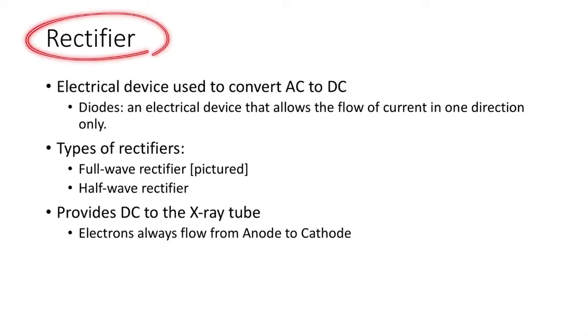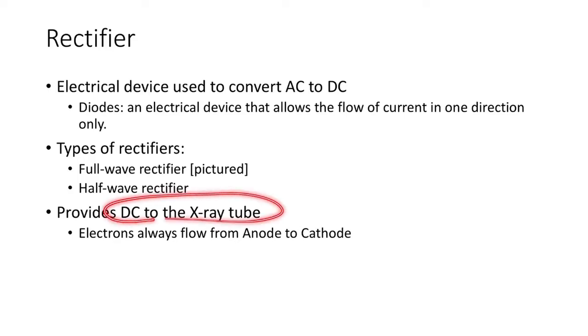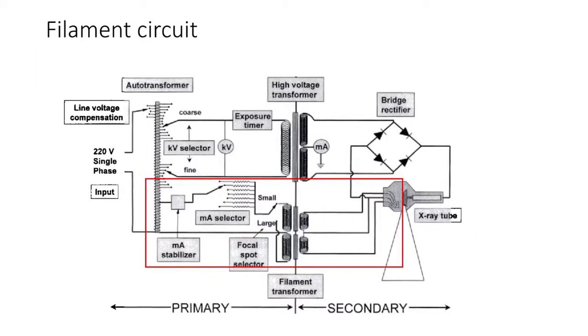And of course, as I've mentioned, our rectifier provides a DC signal, allowing the electrons to always flow from our filament all the way to our target, which will therefore produce X-rays. So those are the important components that make up almost every X-ray generator, the most basic.